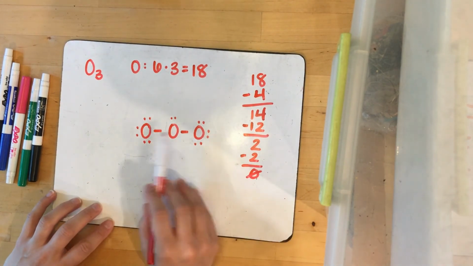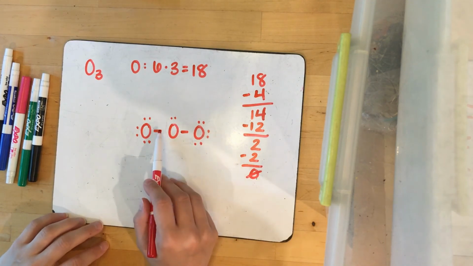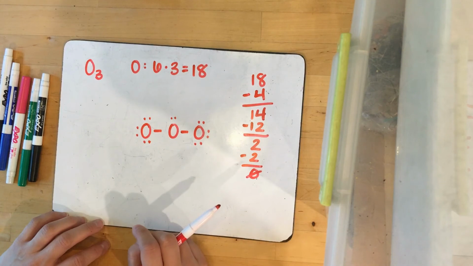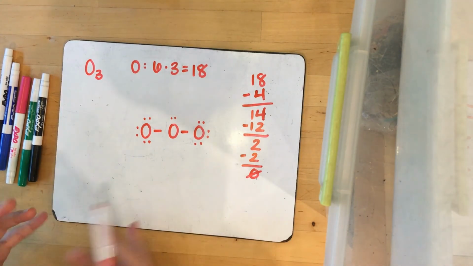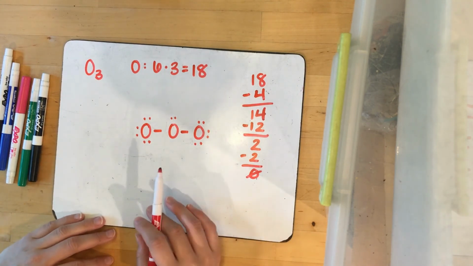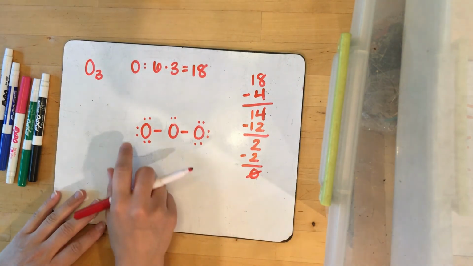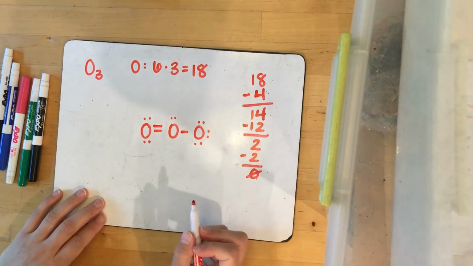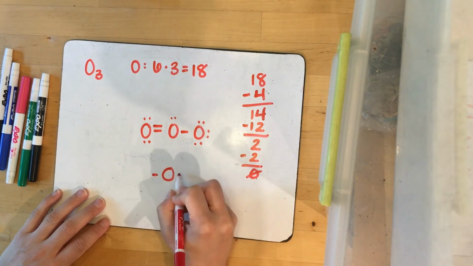So each of the outer atoms has a full octet, but the middle atom only has 2, 4, 6 electrons. When we have a structure where they can't all have 8 and they need 8, we have to share them again to make a double or a triple bond. So I'm going to take some electrons from this side and make a double bond. But that's not the only way I could have done this, right?